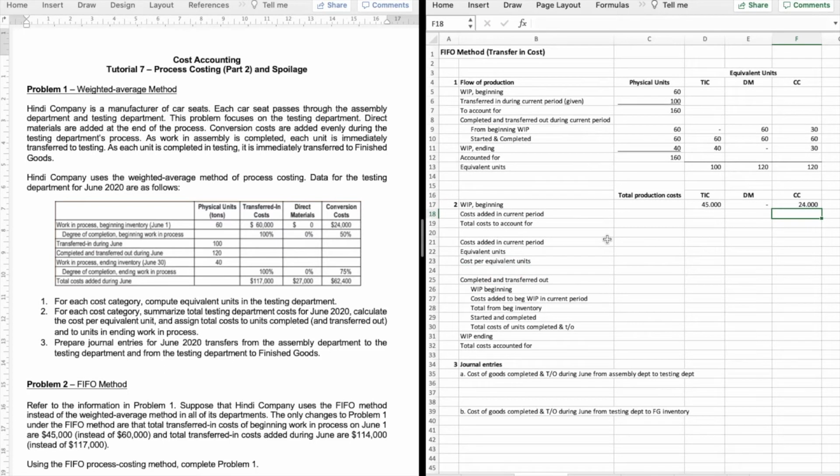And for costs added in current period, we have 114, 27, and for the conversion cost is 62.4. So now we can have the total cost to account for is to add the beginning work in process with the cost added in current period. And also don't forget to sum for the 3 cost categories.